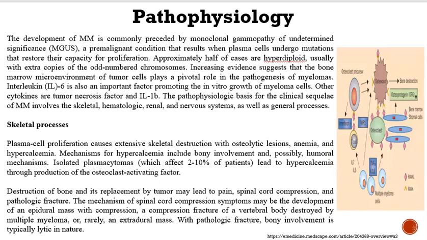Development of multiple myeloma is commonly preceded by monoclonal gammopathy of undetermined significance, a premalignant condition that results when plasma cells undergo mutation that restores their capacity for proliferation. Approximately half of the cases are hyperdiploid, usually with extra copies of odd-numbered chromosomes.